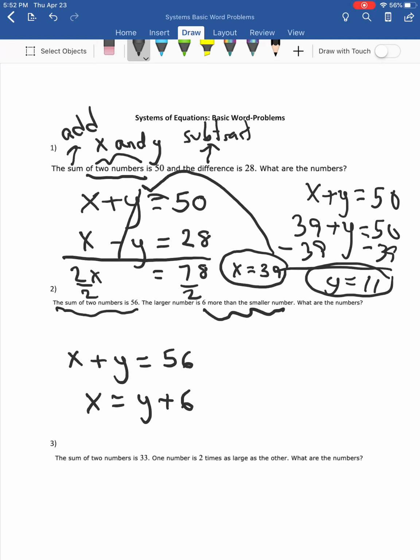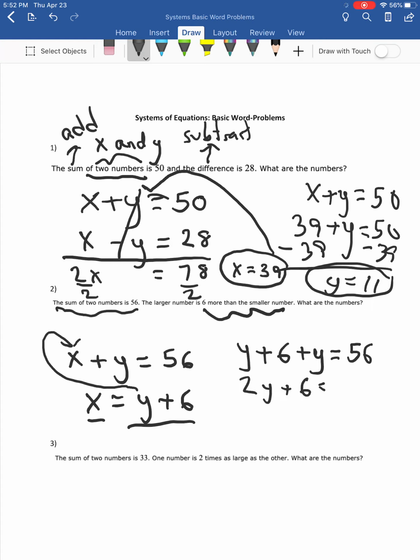Okay. So now the best way to solve this, you should notice, is substitution. That x is the same thing as y plus 6. So I'm going to substitute in the top equation where I see x, I'm going to substitute with y plus 6. So that's going to look like y plus 6 plus y equals 56. 2y plus 6 equals 56. 2y equals 50. So y is 25.